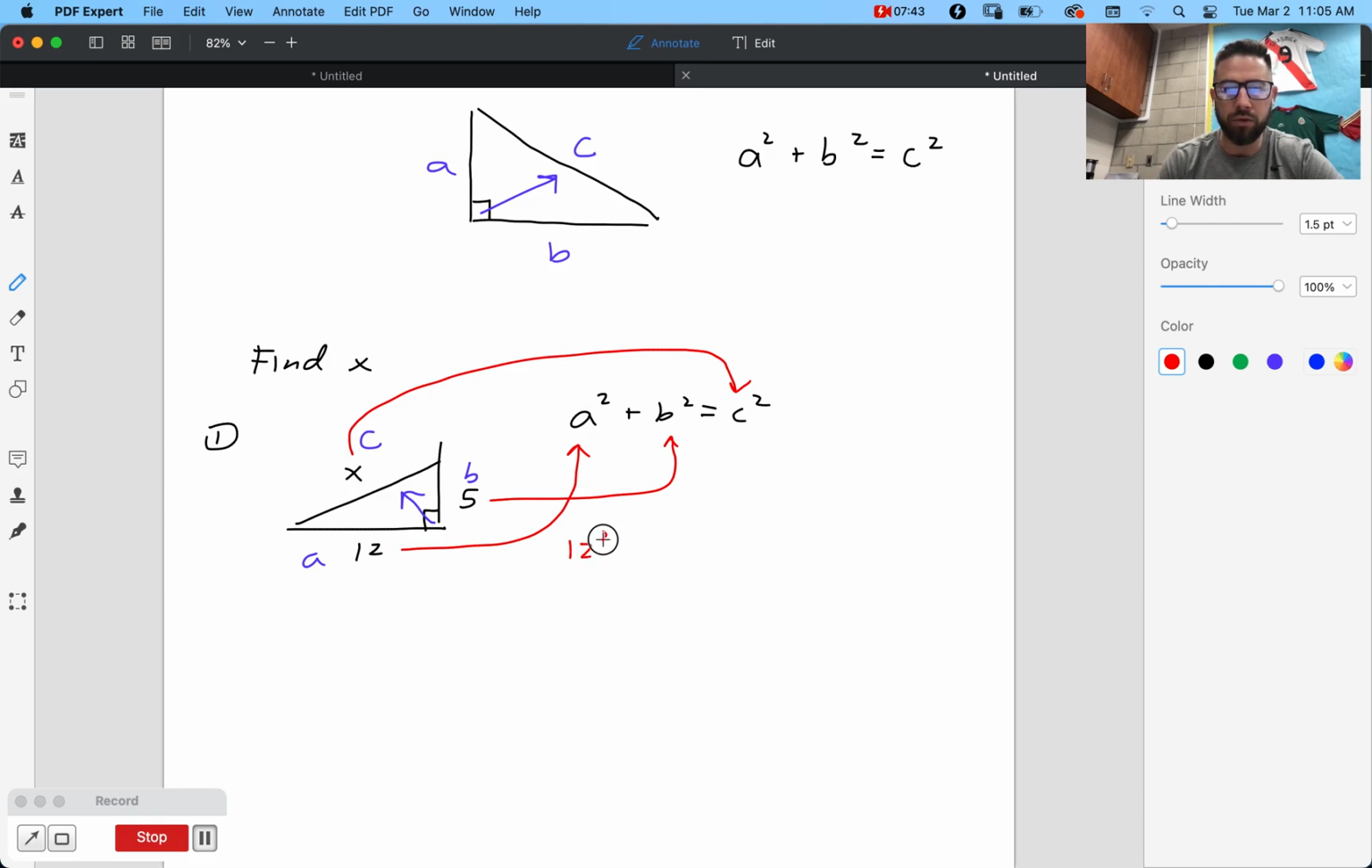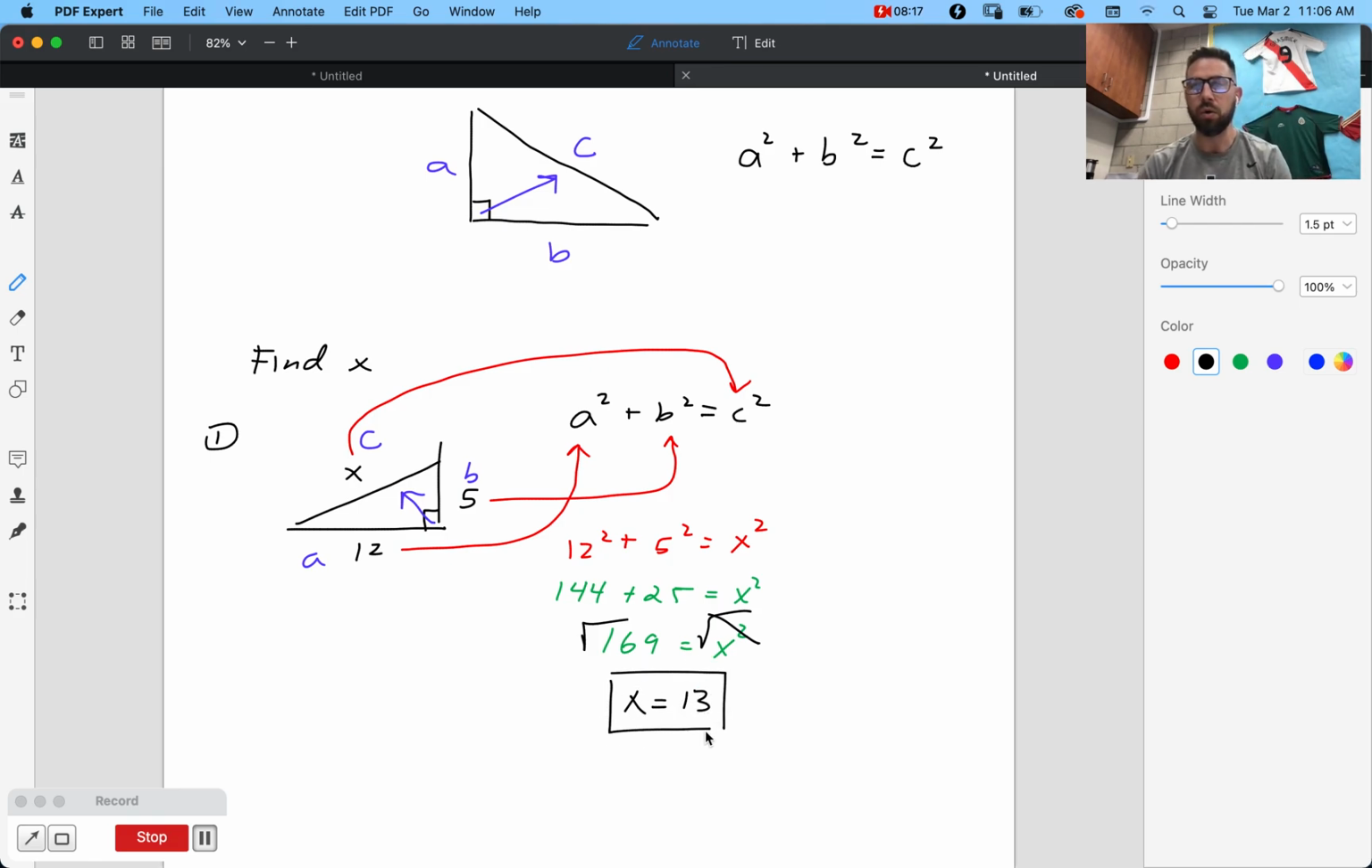Well, what we have is 12 squared plus 5 squared equals X squared or C squared. Doesn't really matter. Now let's do the math. 144 plus 25 equals x squared. Add these guys together. I think we get 169 equals x squared. And at this point at the end, remember, you have to square root it. And you get x equals 13. Right? We've done this. It shouldn't be new. This is review.